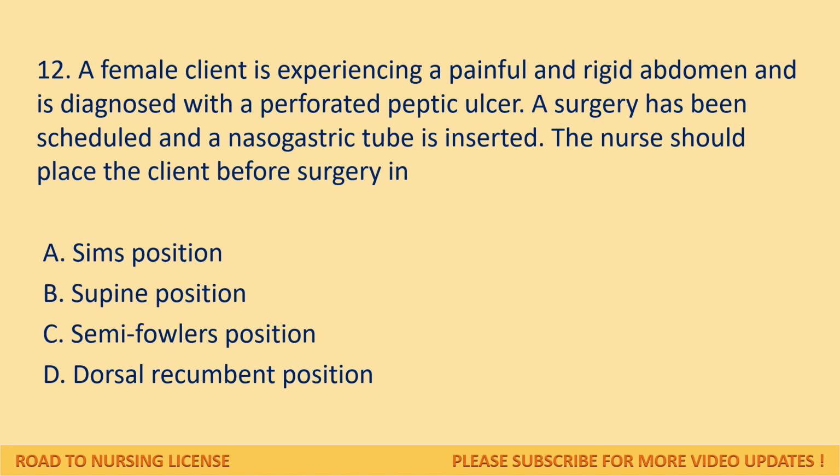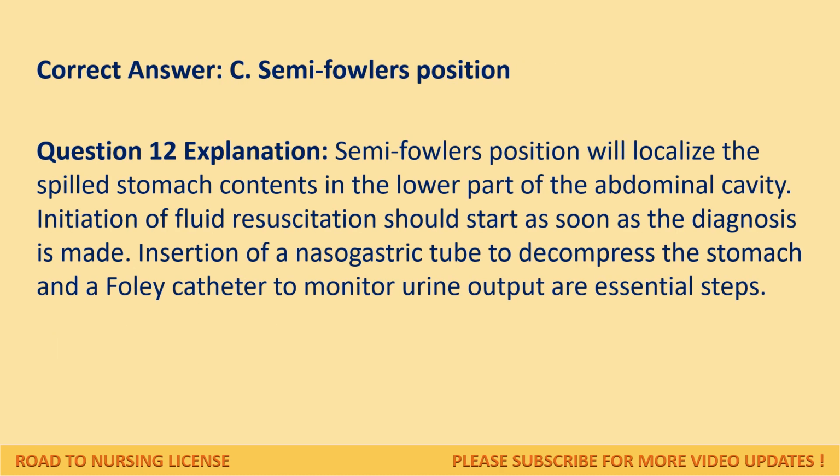Question 12. A female client is experiencing a painful and rigid abdomen and is diagnosed with a perforated peptic ulcer. A surgery has been scheduled and a nasogastric tube is inserted. The nurse should place the client before surgery in A. Sims position. B. Supine position. C. Semi-Fowler's position. D. Dorsal recumbent position. Correct answer, C. Semi-Fowler's position.